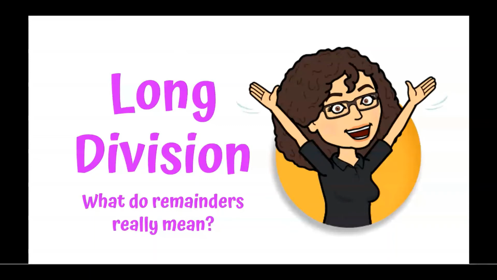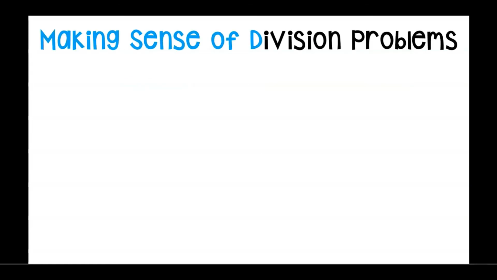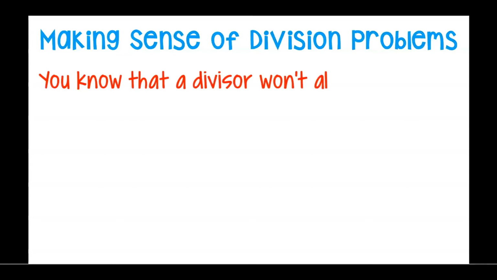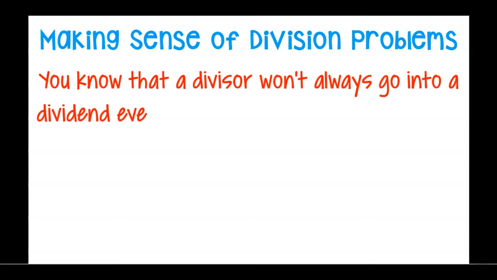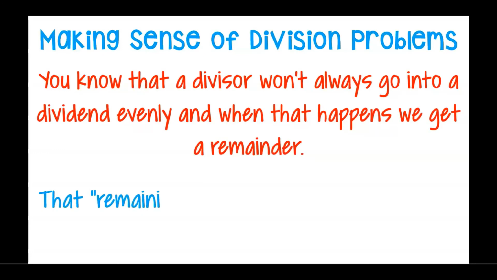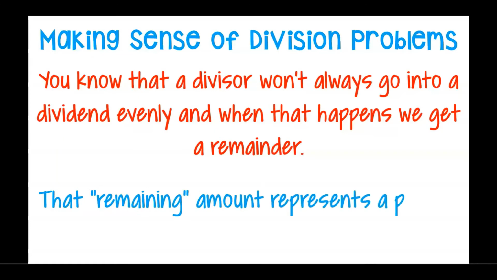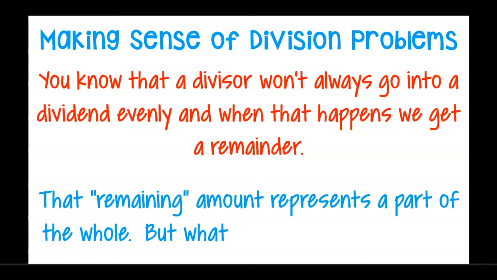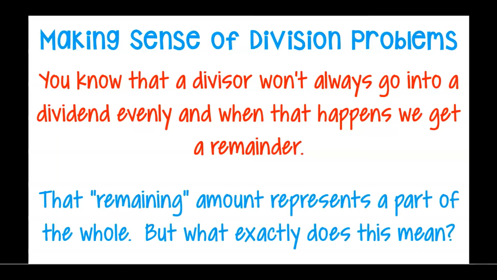All right, now that we know how to long divide and we know how to deal with remainders, what do they really mean? Making sense of division problems. You know that a divisor won't always go into a dividend evenly. And when that happens, we get a remainder. That remaining amount represents a part of the whole. But what exactly does this mean?